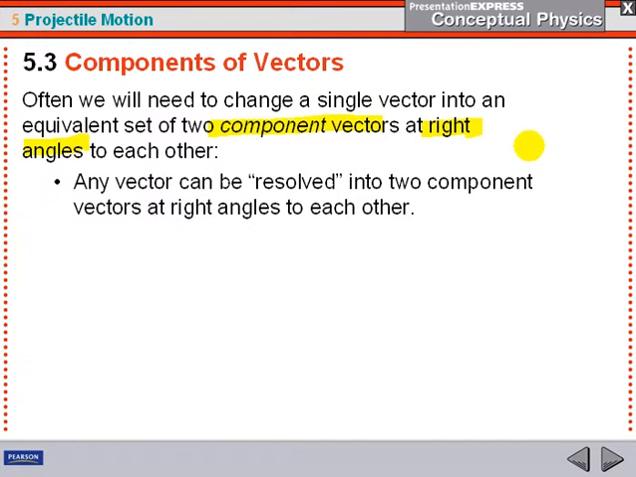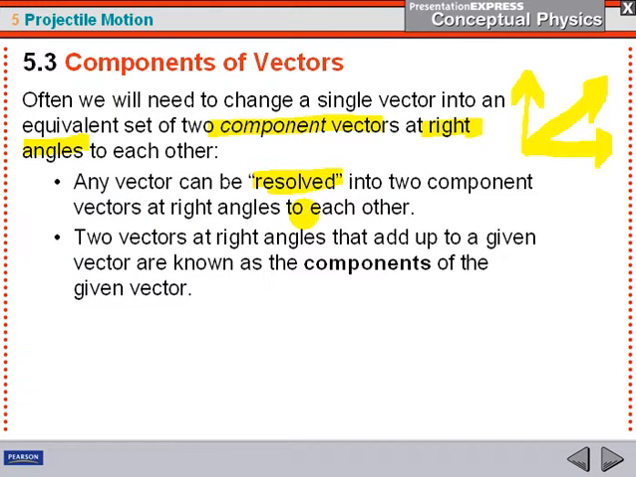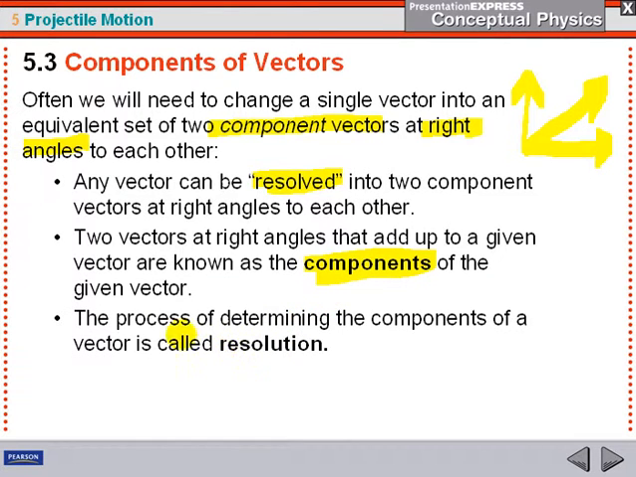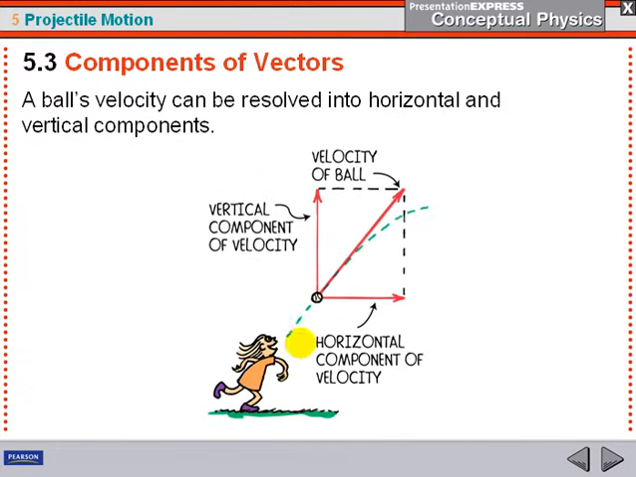If we have a vector like this, and we want to resolve it into the components, we're going to have one vertical component and one horizontal component. And these two components are at a right angle to each other. So we said that the vector can be resolved into its two components that are at a right angle. And these two vectors are known as the components of the given vector. And this process that we do it with is called resolution. Determining the components of a vector is called resolution.